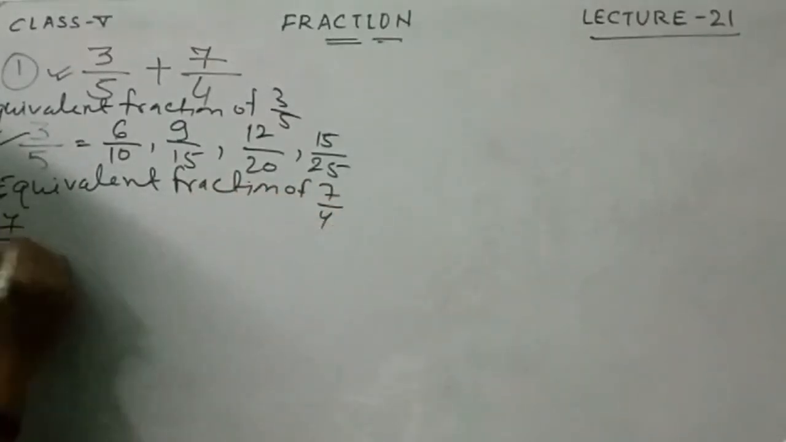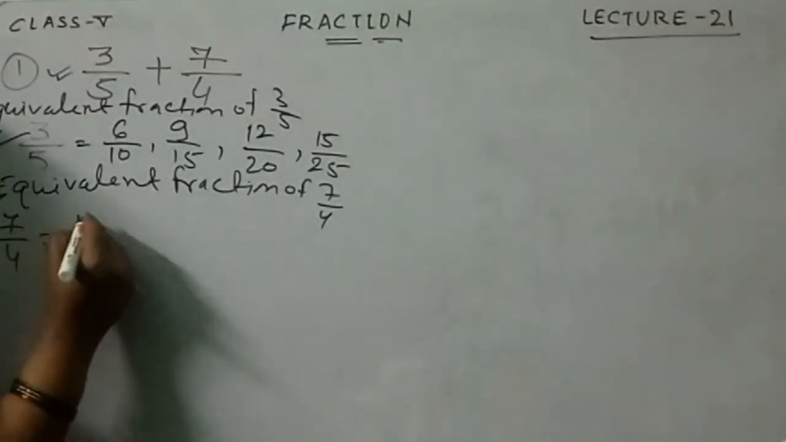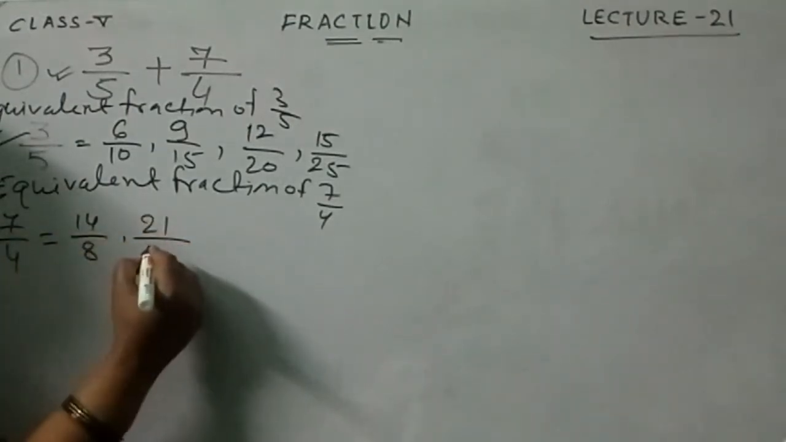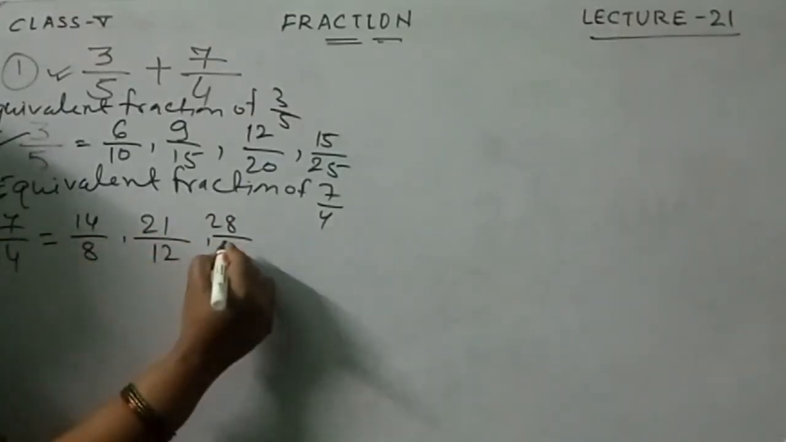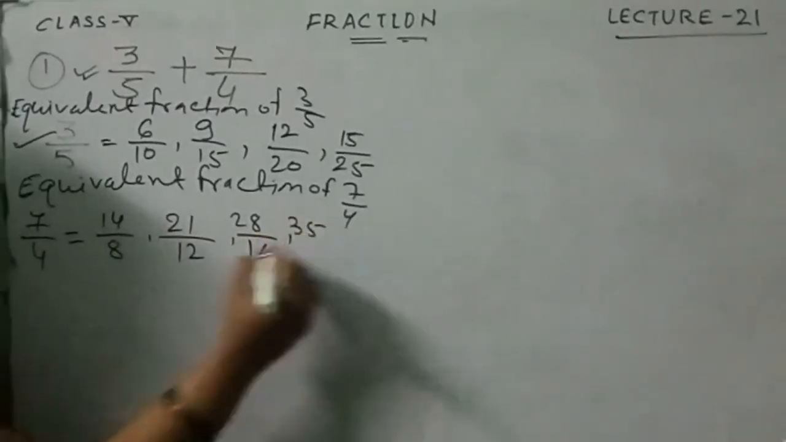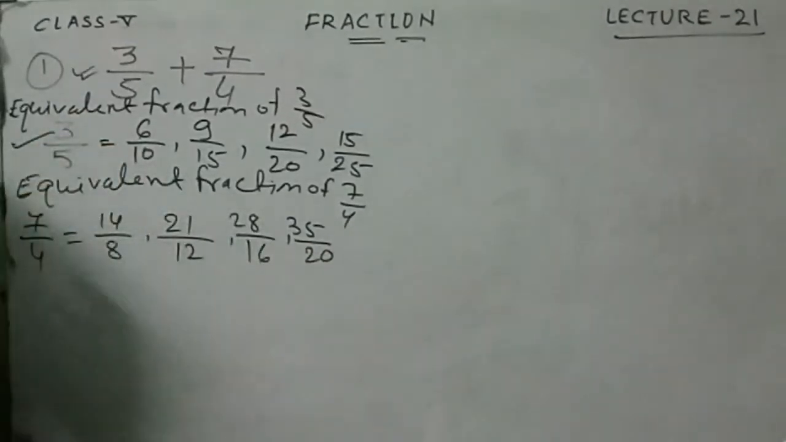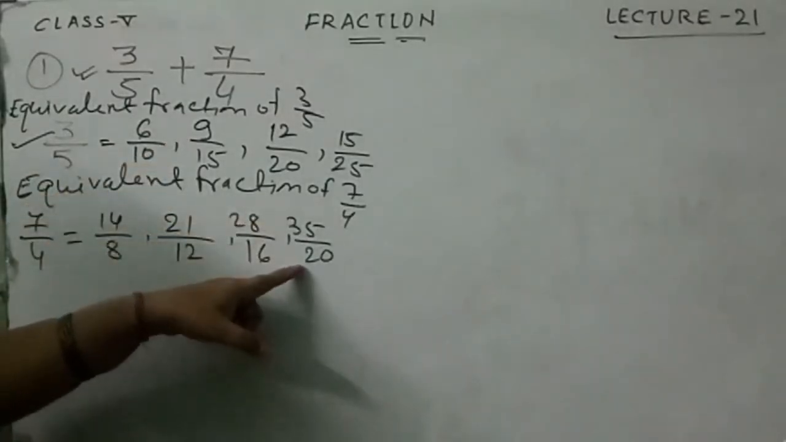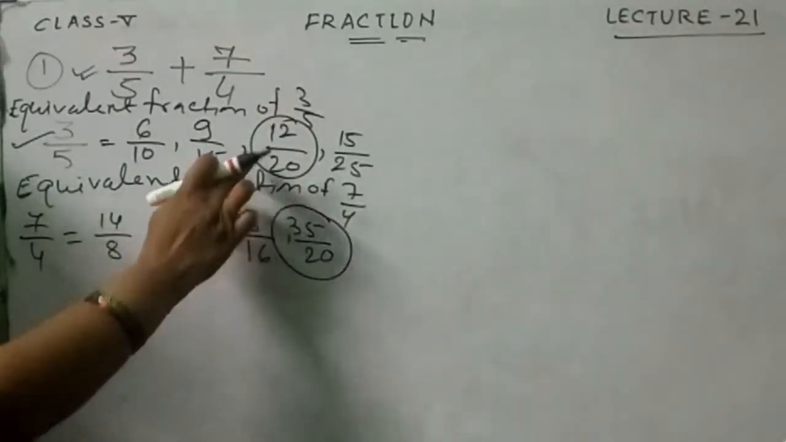So what is the equivalent fraction? What I told, we have to start with 2. 7 2s are 14, then 4 2s are 8, 7 3s are 21, then 4 3s are 12, then 7 4s are 28, then 4 4s are 16, then 7 5s are 35, then here 4 5s are 20. Now compare the numbers. In equivalent fractions we have to compare where both the denominators are the same. Here 12 by 20 and 35 by 20, both the denominators are the same.